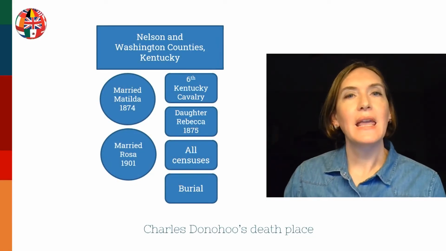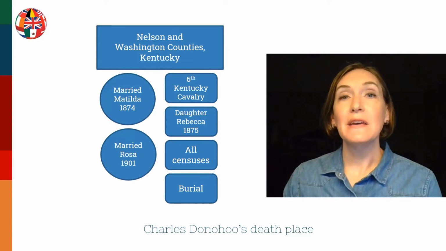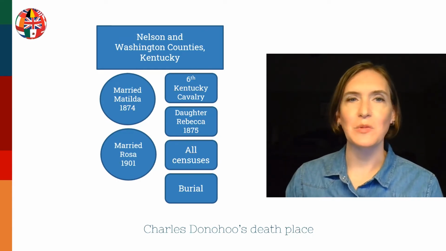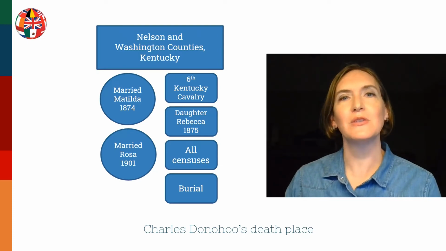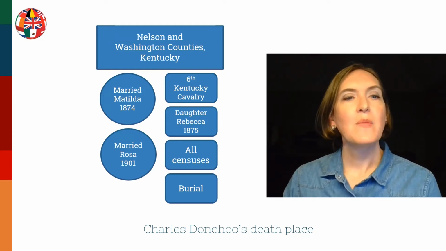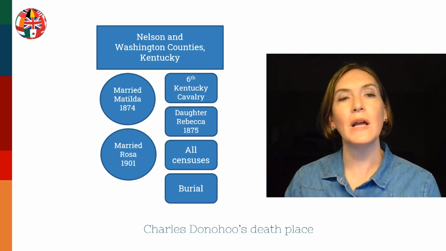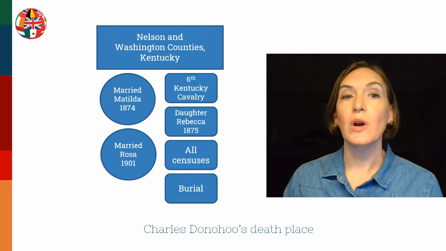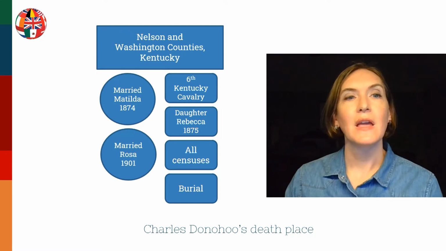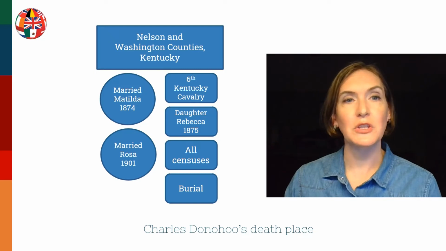So we have a case of a man named Charles Donahue, who mostly lived in Nelson and Washington counties, Kentucky, and they are neighboring counties. So he just skipped back and forth over the county line a little bit during his life. But in these counties, he was born and raised by his parents. He married Matilda in 1874. He married Rosa after Matilda's death in 1901. He participated in the Civil War in the 6th Kentucky Cavalry. His daughter Rebecca was born in 1875. He's located in all the censuses in these counties, and his burial is also in these counties.